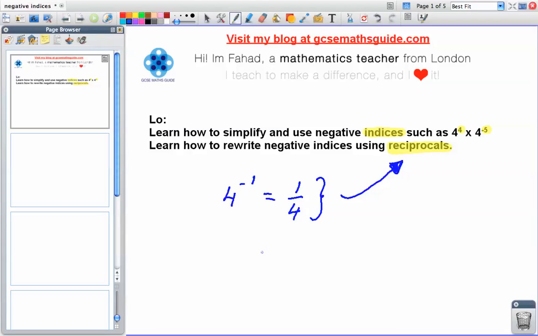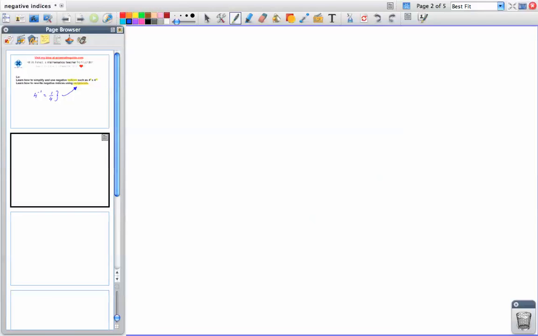Right, so let's go ahead and see a couple of examples and learn about negative indices. The first example that I'd like to take you through is, if for instance you have a negative index like 2 to the power of minus 5, what you can do is just rewrite the same thing in a different way using reciprocals. So I can say that it's the same thing as 1 over 2 to the power of 5.